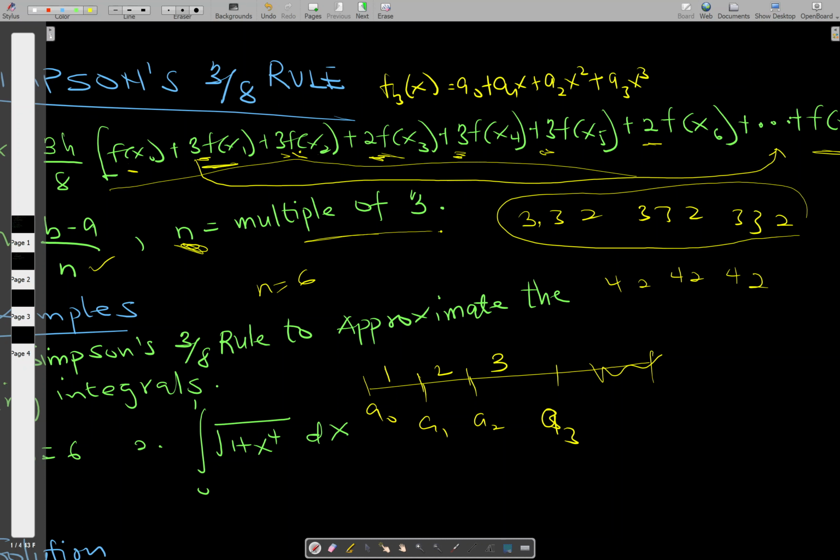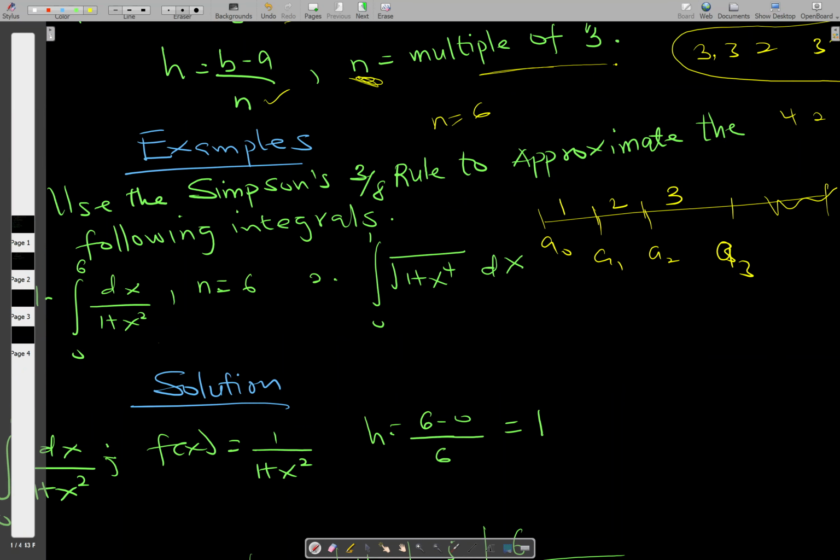Now let's solve a problem. We have 2 questions. I'll solve one, then you can pause the video and try your hand on the other question. Now there is a question. You have to use the Simpson's 3/8 rule to approximate the following integrals.